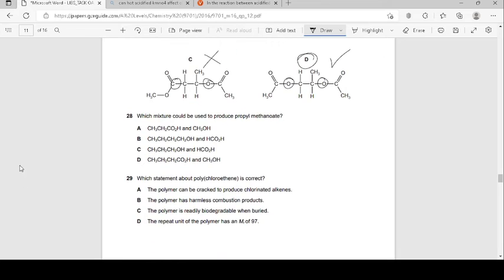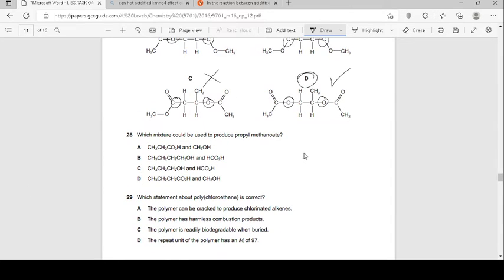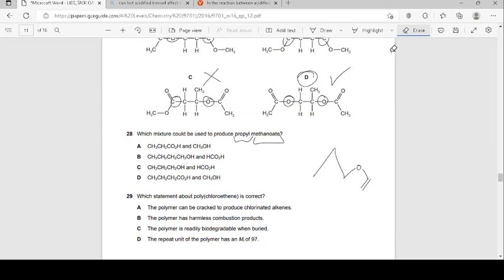Which mixture could be used to produce propyl methanoate? So what is propyl methanoate? This is my alcohol part, this is my methanoic acid part. So if I draw out propyl methanoate, again I'm going to draw it out as a skeletal formula because I like skeletal formula. So this is my alcohol bit, and then I have an O, and then I have, it's wrong, I'll start with my methanoate.